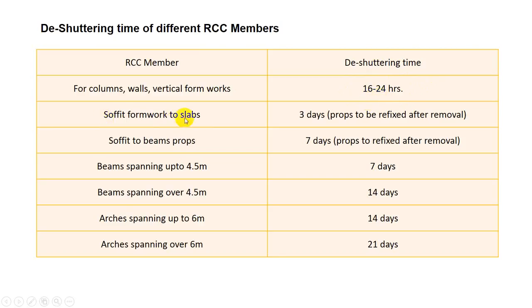Then soffit formwork to slab, it's 3 days. Then props to beam soffit, it's 7 days. For beams spanning up to 4.5 meter, it's 7 days. Then beams spanning over 4.5 meter, it's 14 days. Then arches spanning up to 6 meter, it's 14 days. And arches spanning over 6 meter, it's 21 days.